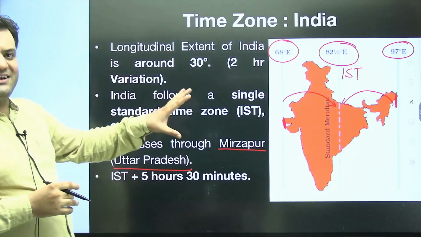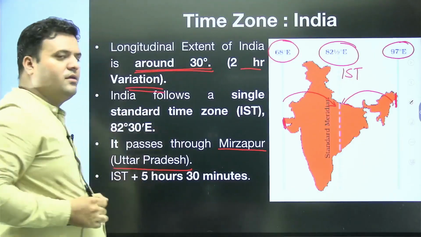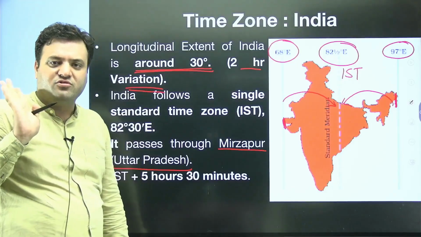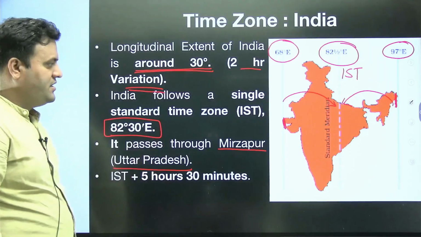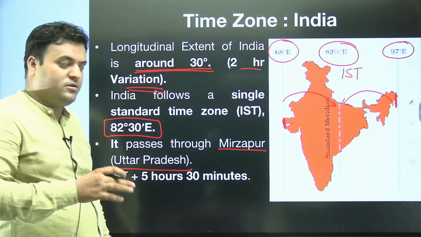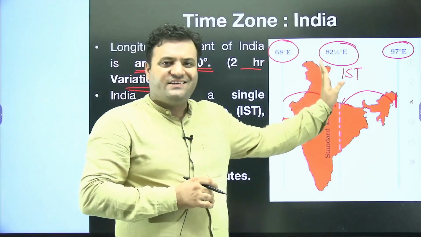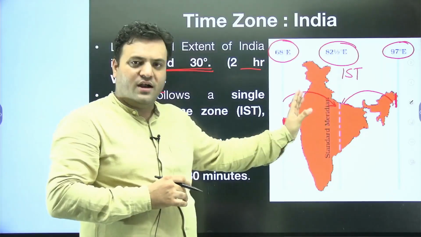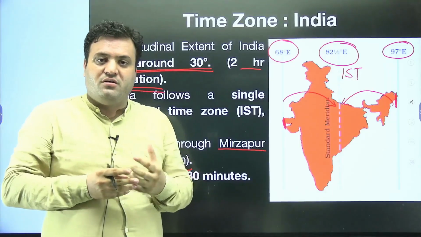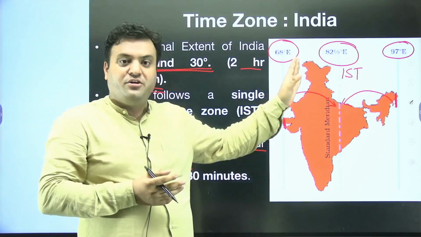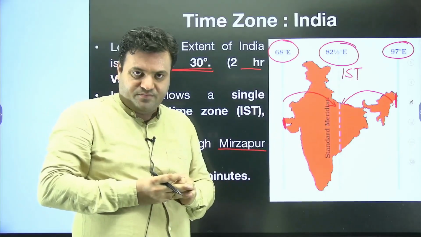So the longitudinal extent of India, I told you, is somewhere 30 degree. So there is a 2 hour variation. However, India follows a single time zone, that is IST, 82 degree 30 minutes east. That is the longitude of India. This IST is adopted in order to have unification, a spirit of nationalism, a unity of time as well, transport convenience, and administrative convenience as well.